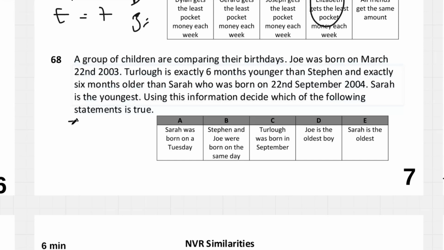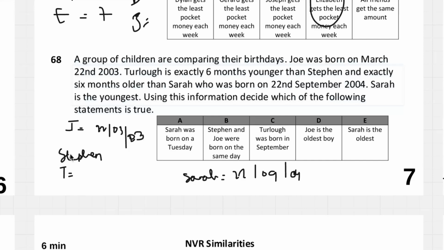Question 68. Let's write down all their birthdays. So Joe is going to be 22nd of March 2003. Let's just put 03. And then we have Sarah, who is going to be 09 04. And then we know Sarah's the youngest. We also know that Turlo is going to be 6 months younger than Stephen. So what's Stephen? Turlo's also 6 months older than Sarah, which means he's going to be 22nd of minus six will be March 04.